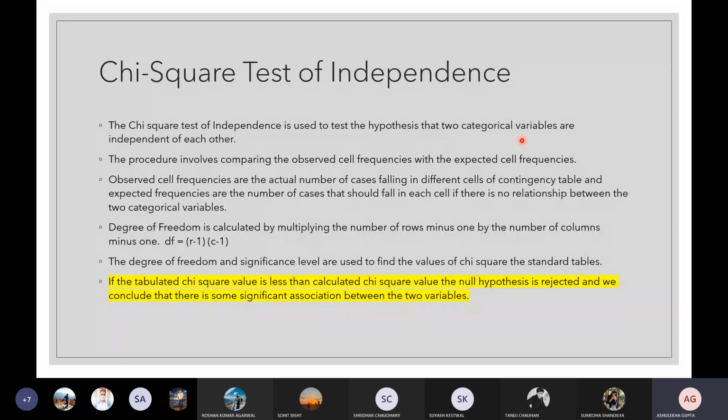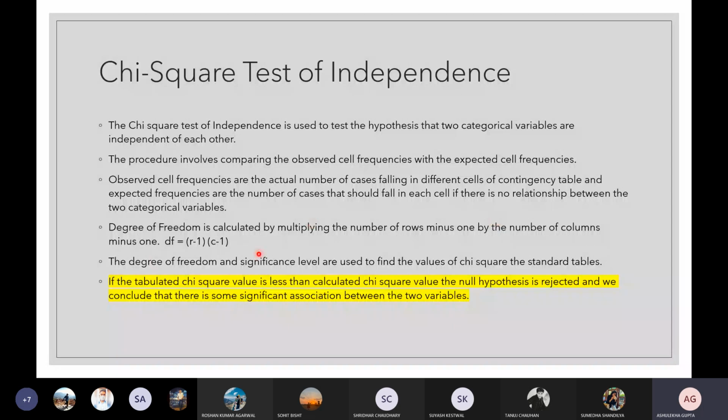The procedure involves comparing the observed cell frequencies with the expected cell frequencies. Observed cell frequencies are the actual number of cases falling in different cells of the contingency table, and expected frequencies are the number of cases that should fall in each cell if there is no relationship between the two categorical variables. So we have to consider two kinds of tables: one is the expected frequency and the other is the observed frequency. Observed is what we are actually observing, and the other is our expectation.